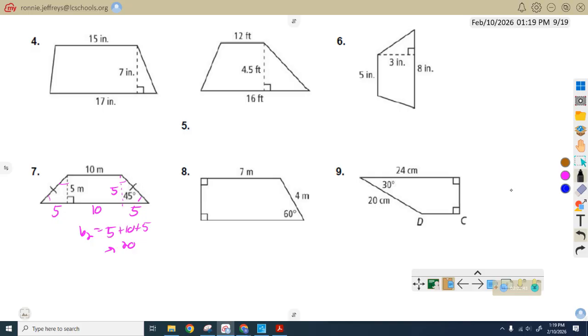On number 8, this is a 30, 60, 90. 30, 60, 90 says that this short leg is half of the hypotenuse. Well, what's half of 4? 2. Good.